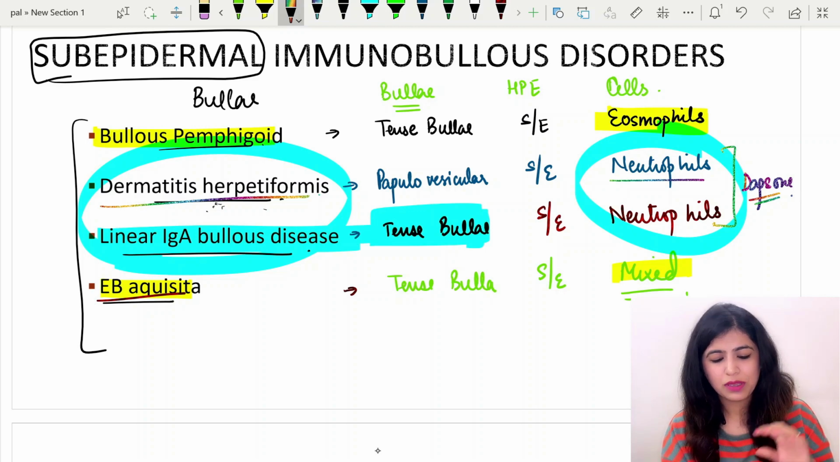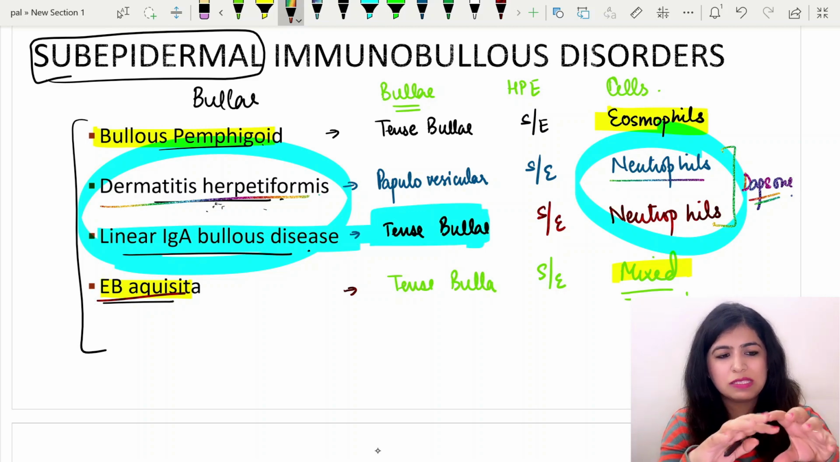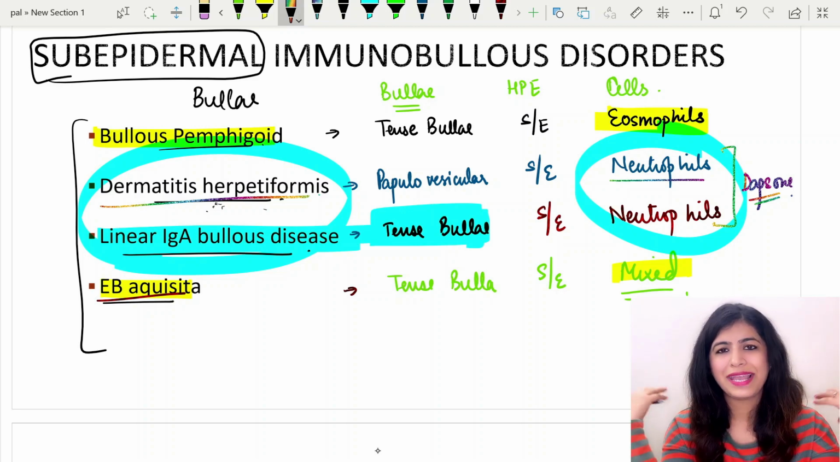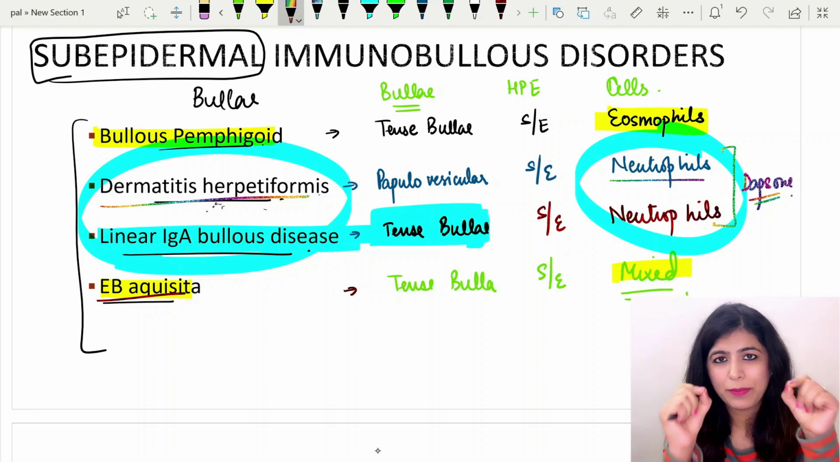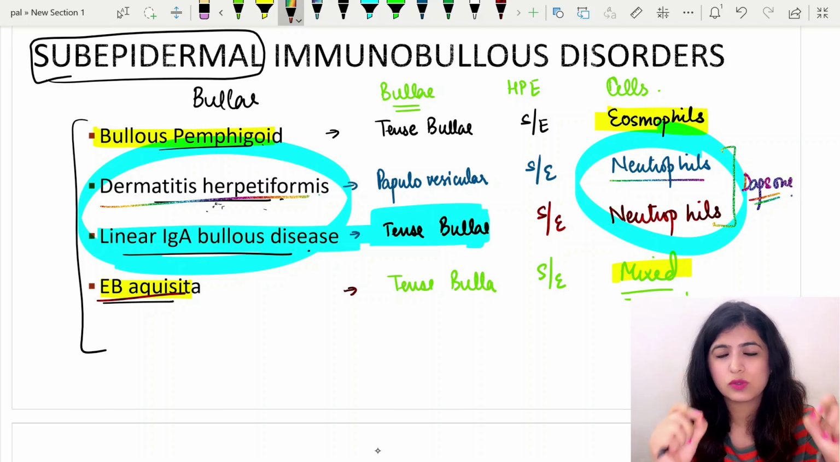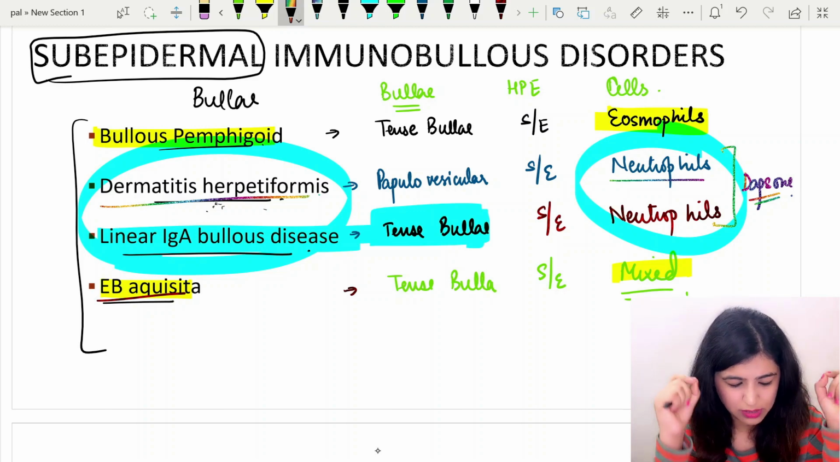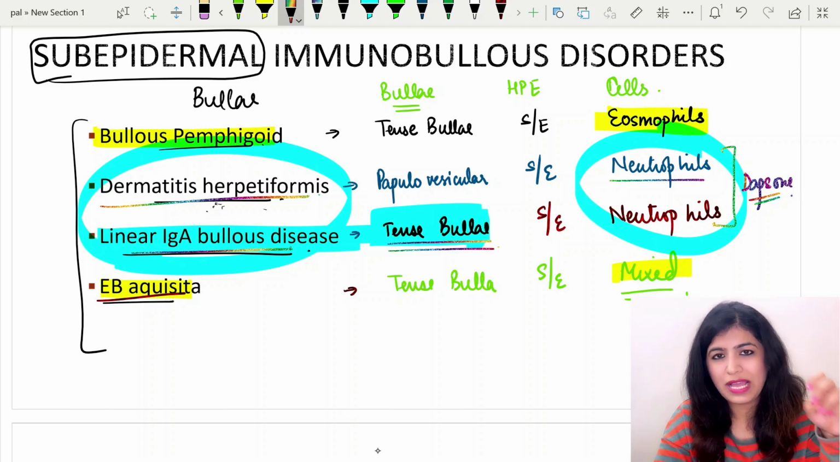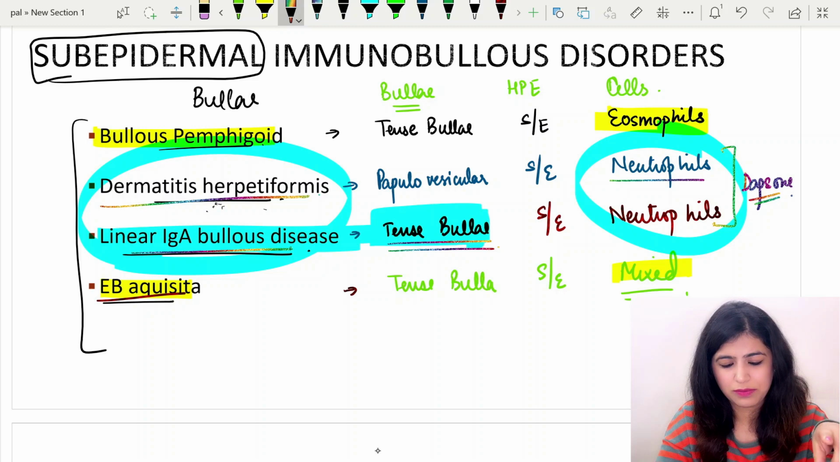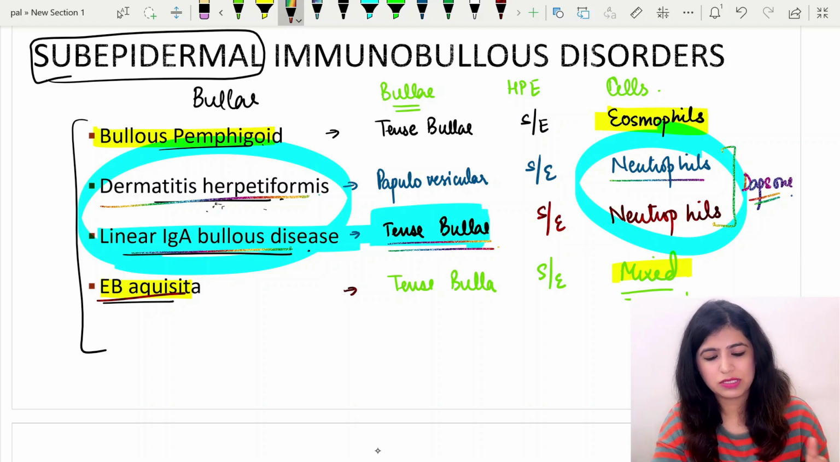So remember, clinically, dermatitis herpetiformis has multiple small papulovesicular lesions on the extensors like the shoulder, the outer arms, the back, the buttocks. So these are small papulovesicular lesions on the body associated with intense itching. In linear IgA bullous disease, the patient will have tense bullae with itching. So clinically, both of these are different. Even though the drug of choice for both is dapsone, the clinical picture is different.